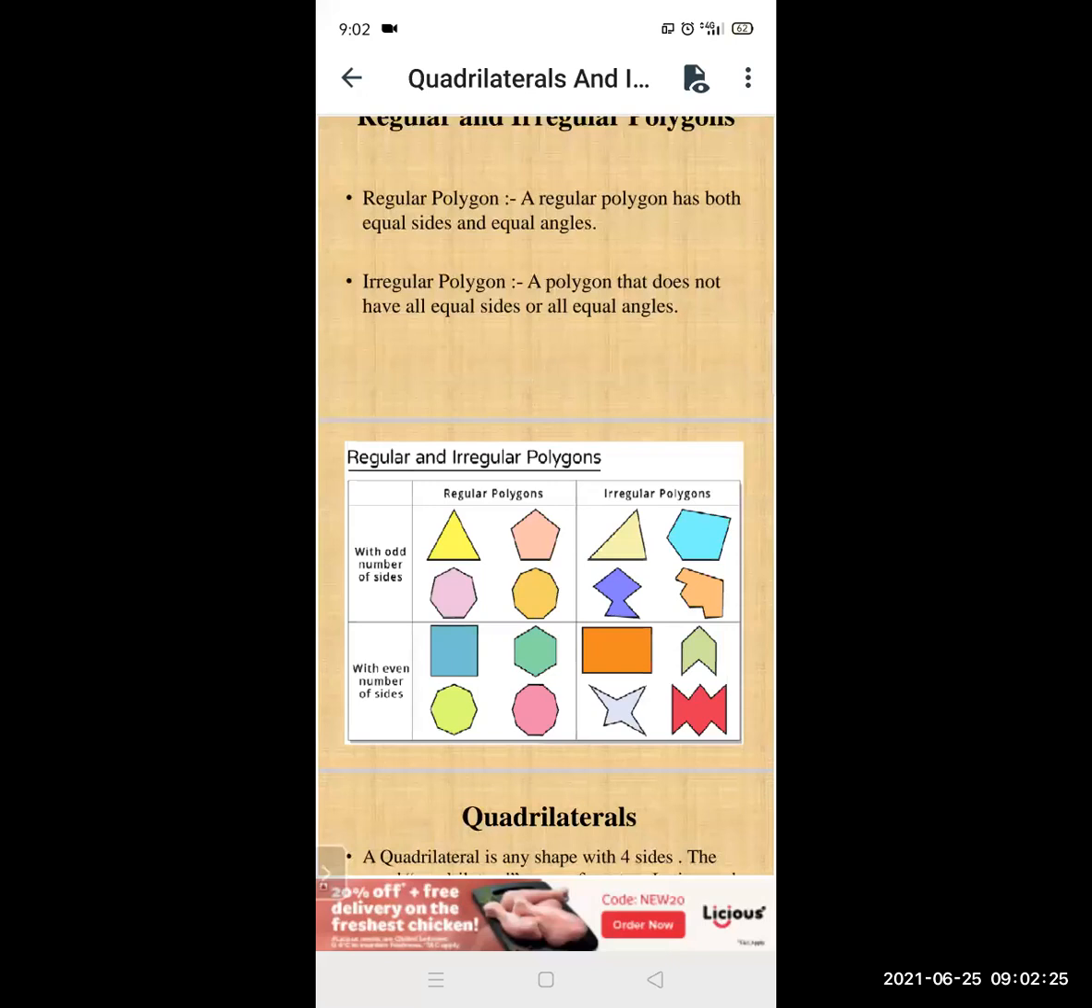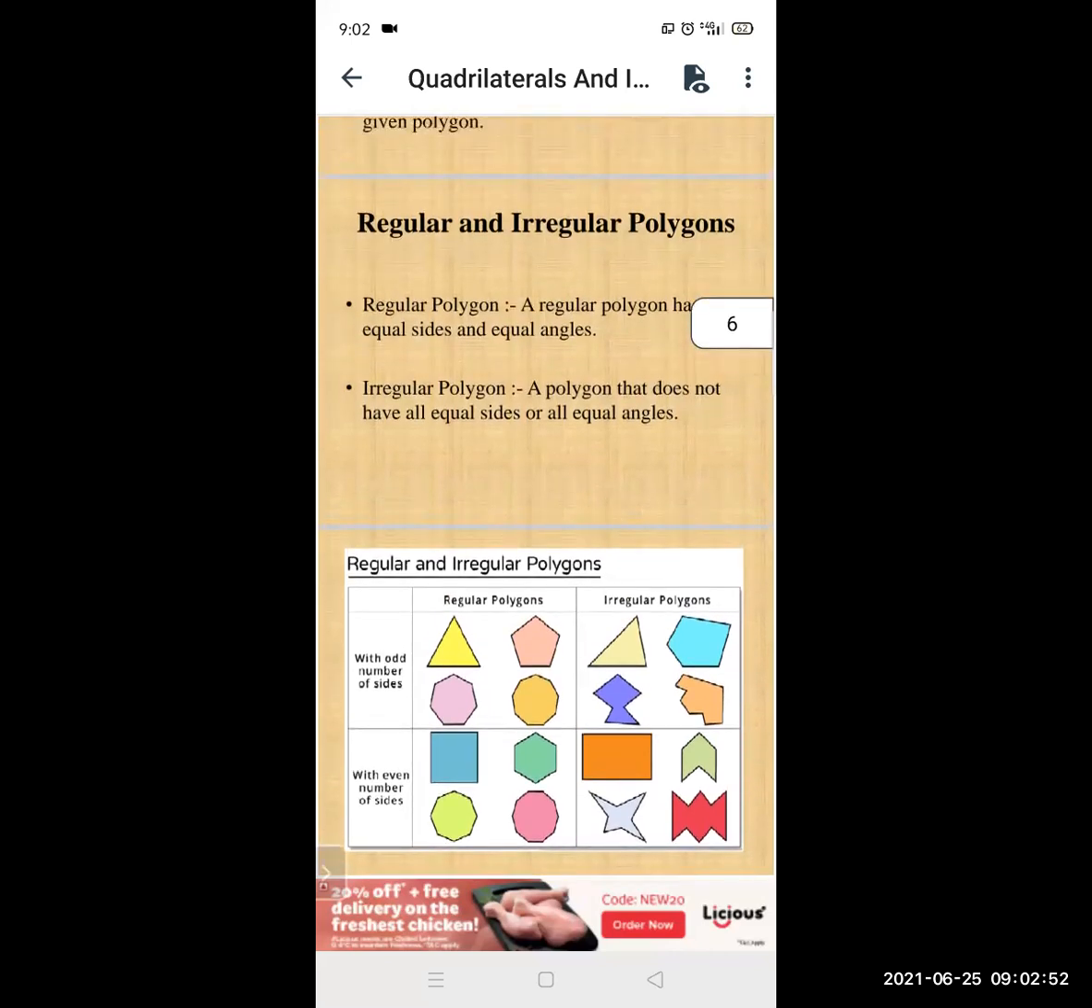Regular polygons and irregular polygons. You can see clearly that in regular polygons, a triangle is there, a pentagon is there, a hexagon is there, a heptagon is there. But in irregular polygons, you can see there is also a triangle, but it is different in size. Here you can see the definition also.